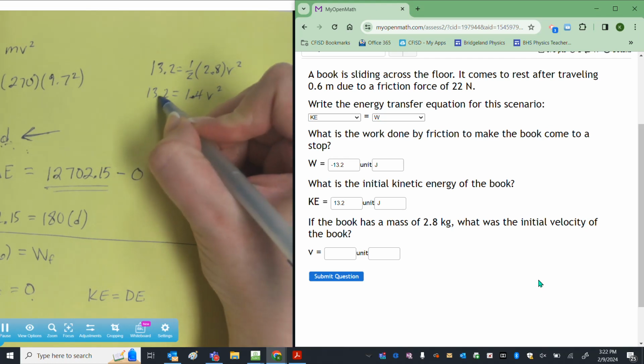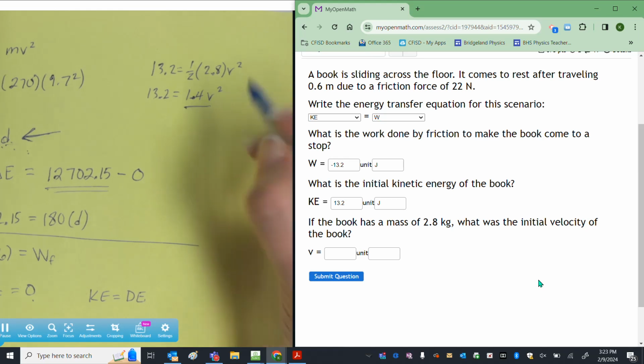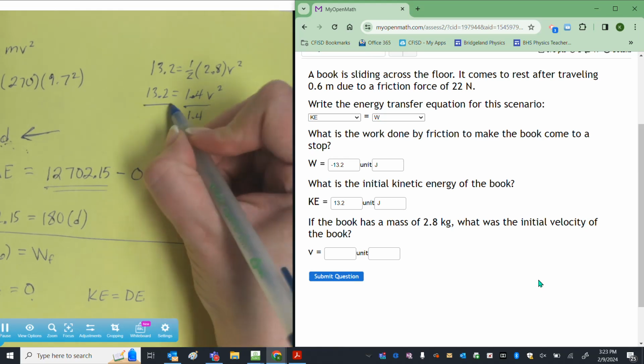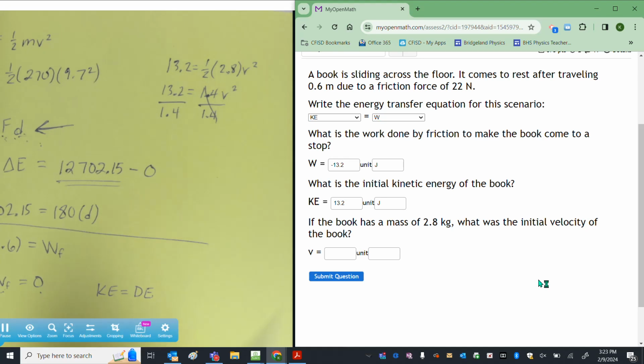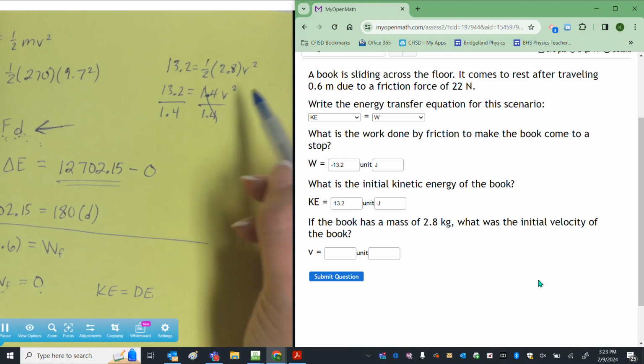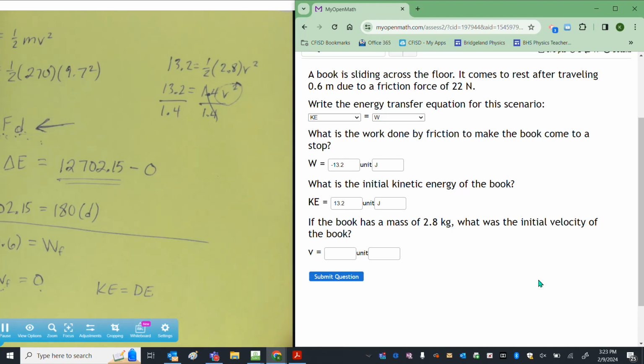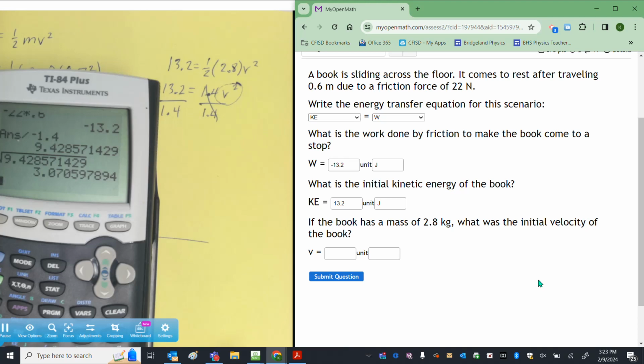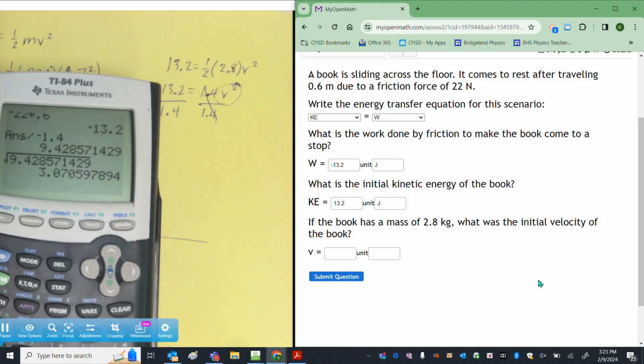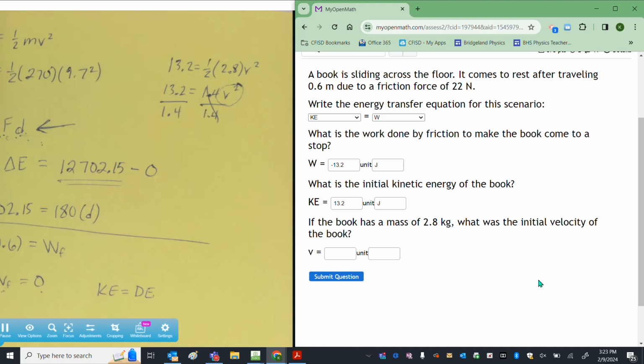And so if I want to solve from here, I'm just going to divide both sides by 1.4. That cancels that. And I have v squared is 9.42857. It keeps going, but I want v, so I'm going to take the square root of my answer, and I'm going to get this as my final answer, 3.070597894. Again, I don't need all those digits. I am going to just write down two of them, 3.07. That is correctly rounded. Check and make sure you're rounding right.